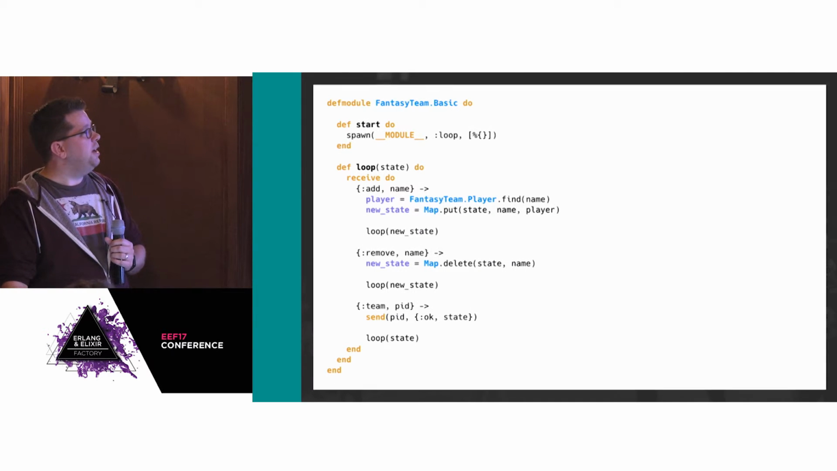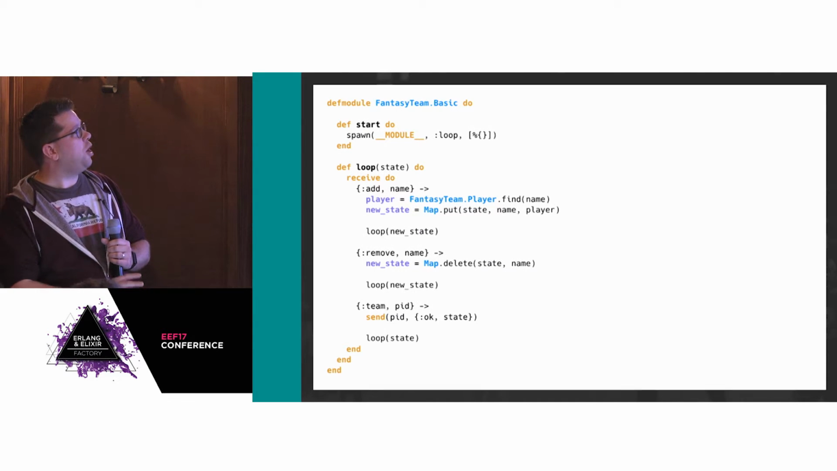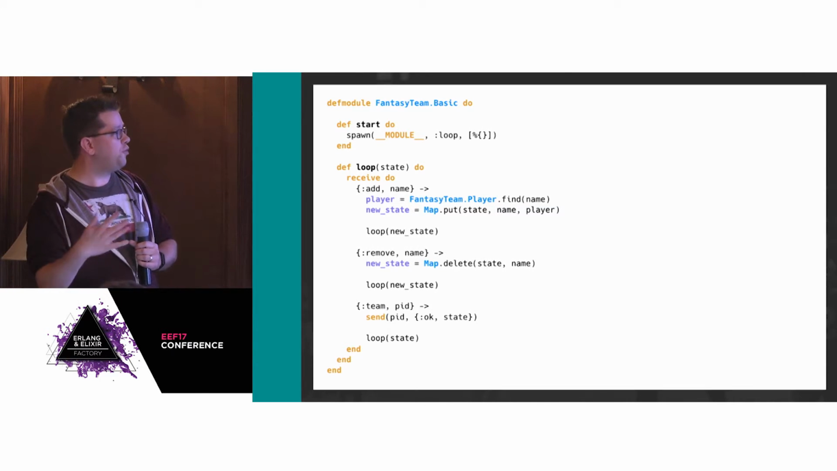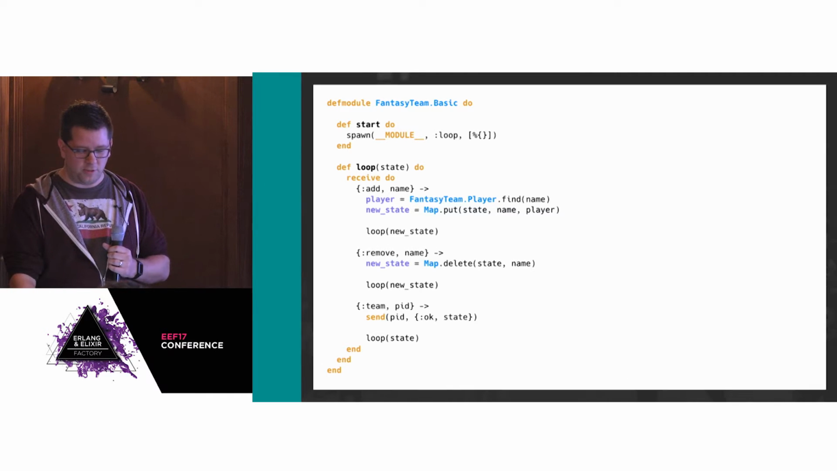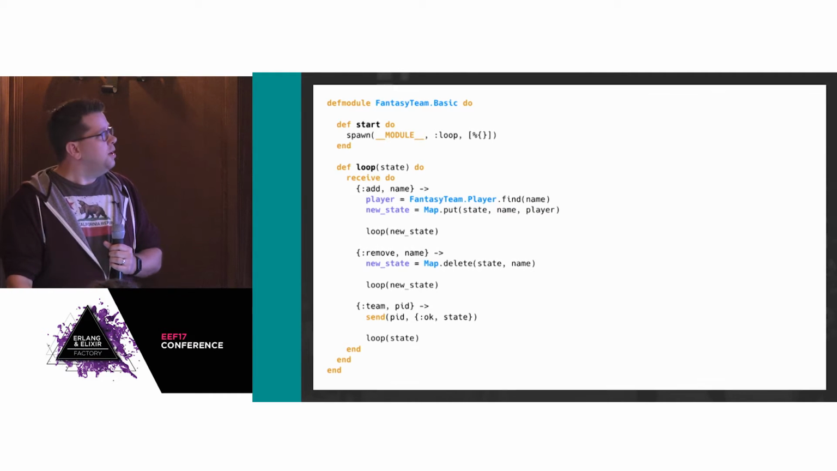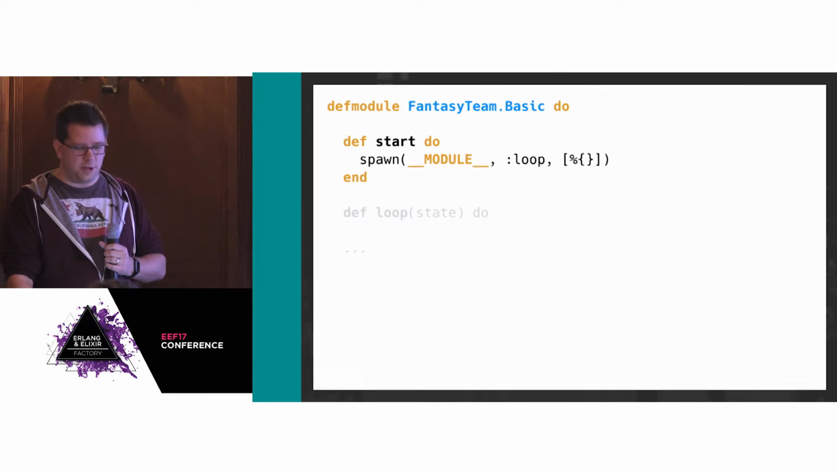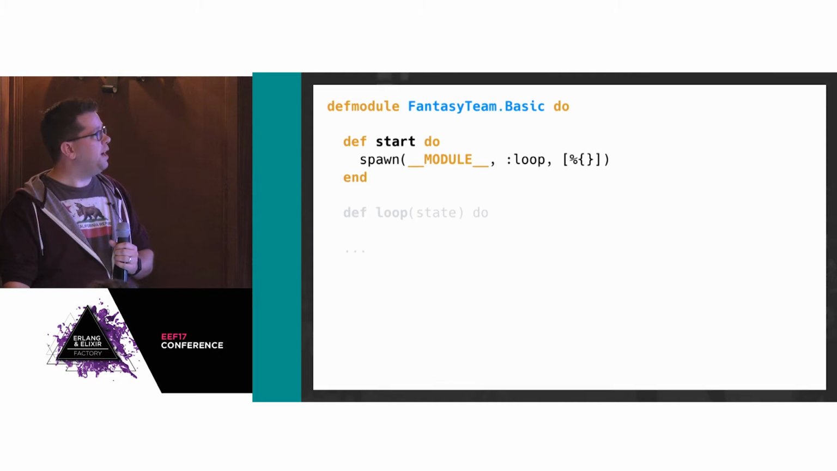So this here is our basic process that's going to let us add players to our team, remove them, and store them, and return the full team. So let's go ahead and walk through this. We've defined the module at the top, FantasyTeam.Basic, because we're just doing our basic process here. And then we have the start function. This is the one that's going to kick up the process. And there we have the spawn process we did earlier.